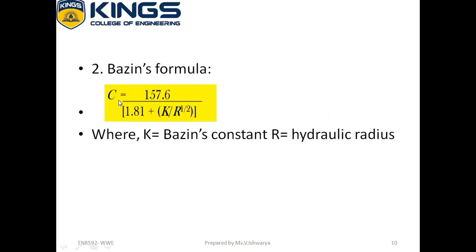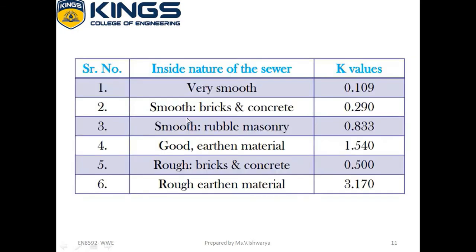So C is equal to 157.6 divided by 1.81 plus K divided by R power 1 by 2, where K is Bazin's constant and R is the hydraulic radius. In order to find this K value, it is based upon the nature of the sewer.